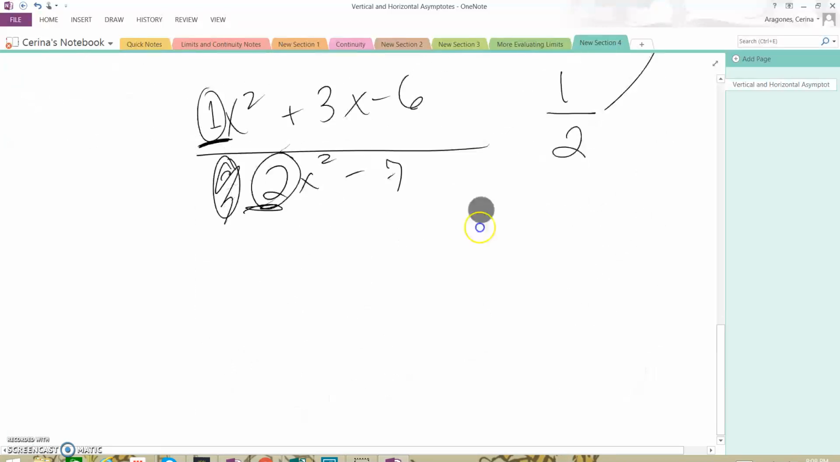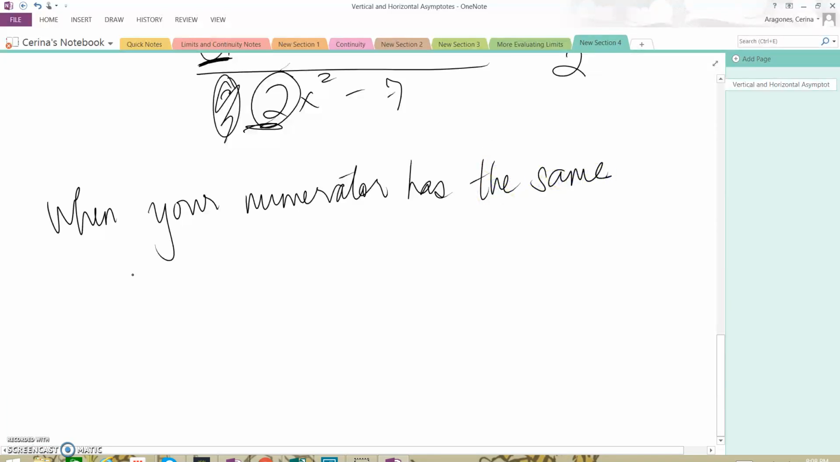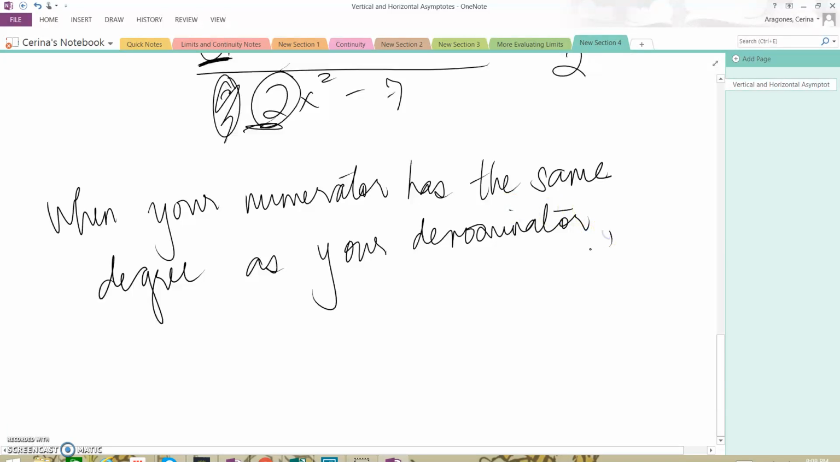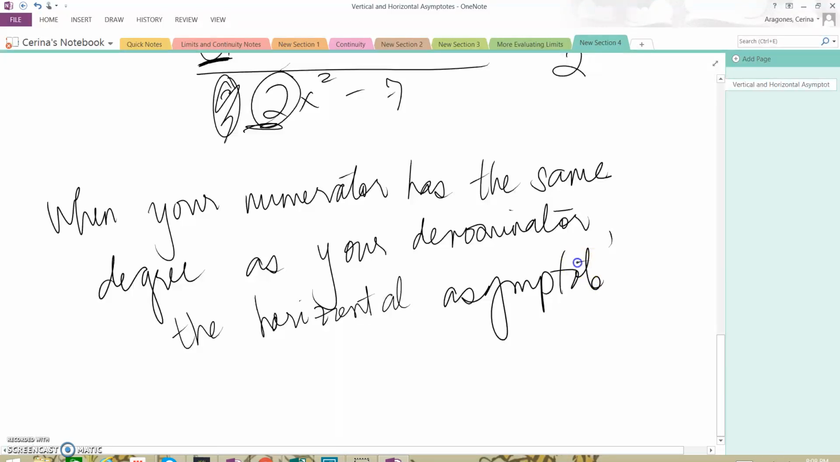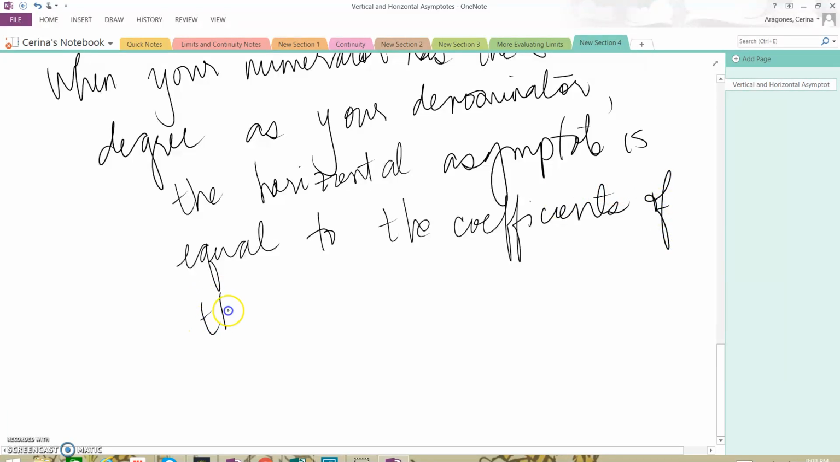So whenever your numerator has the same degree as your denominator, the horizontal asymptote is equal to the coefficients of the leading term.